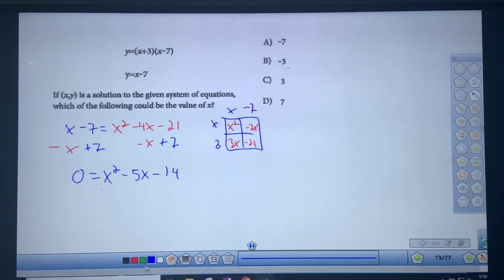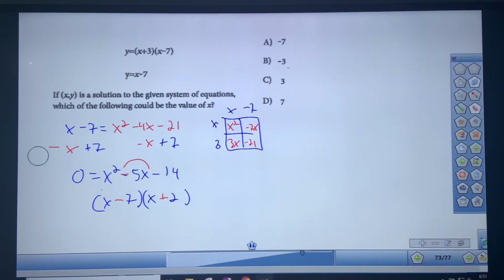I think I can factor this. So I know x minus 7 is going to be a factor. It's in both terms. I think it's going to be negative 3. Let's see here. X times x equals x squared. 7 times 2 equals 14. The 7 is bigger than the 2, so the negative goes with the 7. A negative times a negative is a positive. Ooh. It ain't any of them. Maybe I did something wrong. Let me try it again.